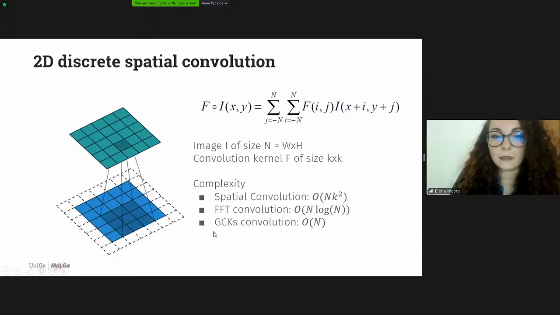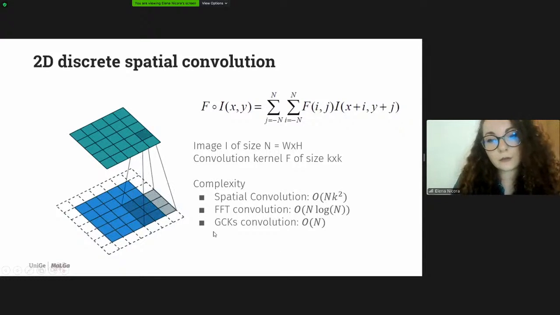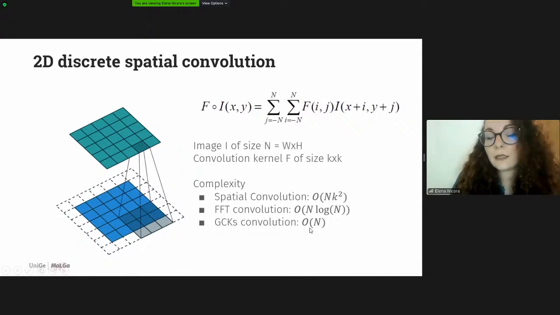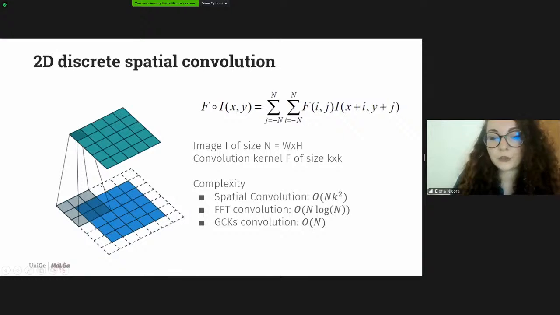While using the Gray Code kernel convolution, we will have only a fixed number of operations for each pixel, meaning that we will only depend on the dimension of the image.